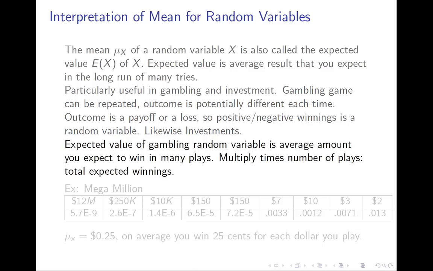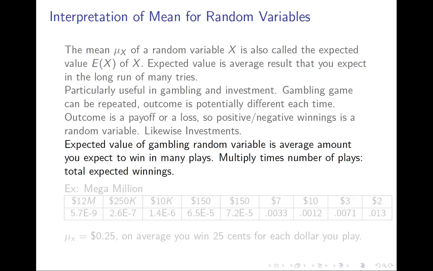Here's what the expected value tells you in, say, a gambling game. It tells you the average amount you'd expect to win in many plays. So you spend all night at the craps table. You'll win some, you'll lose some. But in the long run, by the end of the night, you will have won or lost an average per game that's very close to what you would calculate by calculating the expected value.